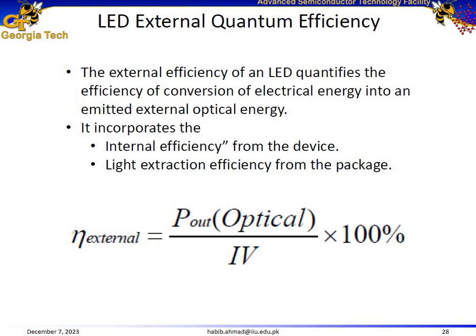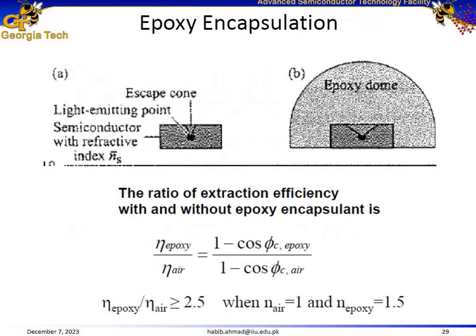The quantum efficiency of any device is generally equal to the output divided by input. In case of light emitting diode, the output is optical and the input is electrical. And its external quantum efficiency would be equal to the optical power divided by electrical power, I times V, times 100%, where I represents current and V represents voltage.